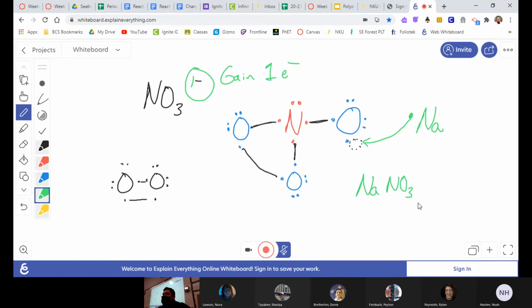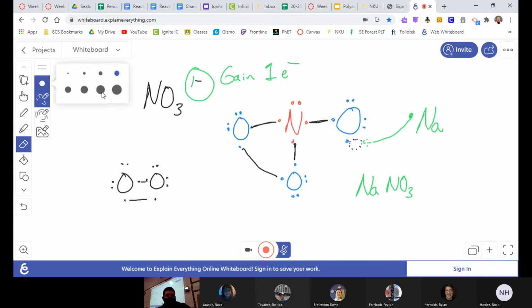You see what I've done there? When I connected these dots, the oxygen was not happy and needs one more, which is why nitrate is a -1 charge. It needs one more electron in order to be satisfied. Yeah, it can exist as an ion all by itself, but only when it's given an extra electron. So let me erase this real quick.